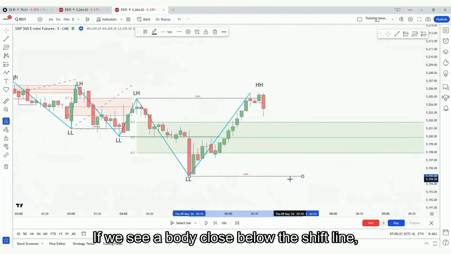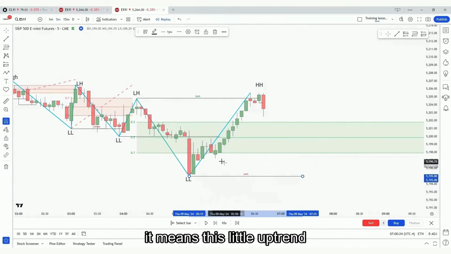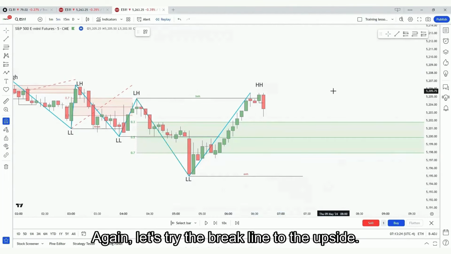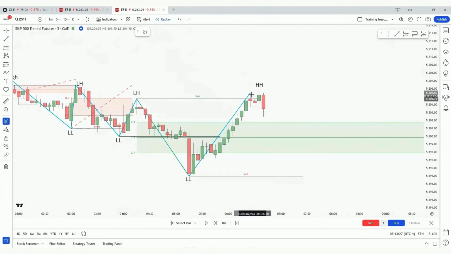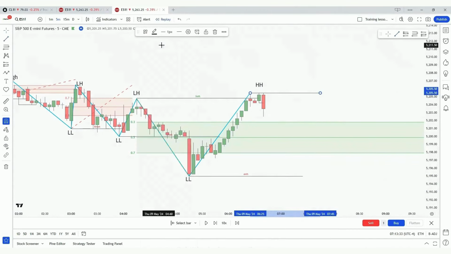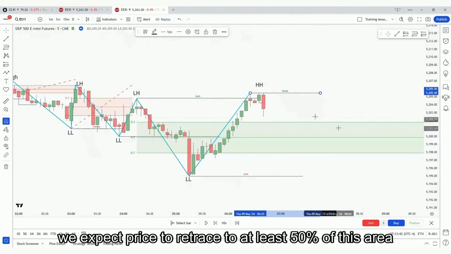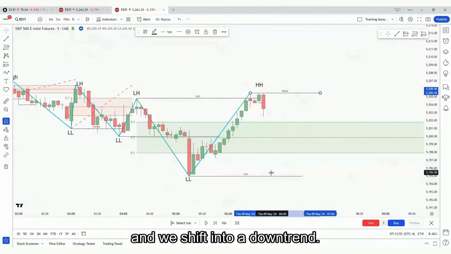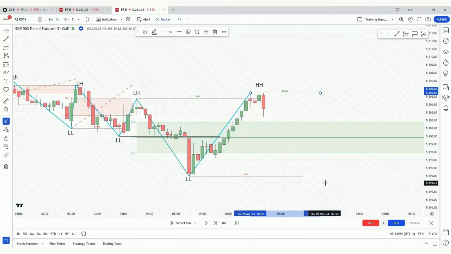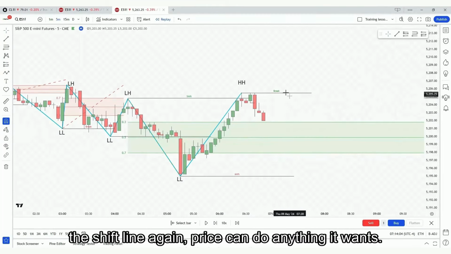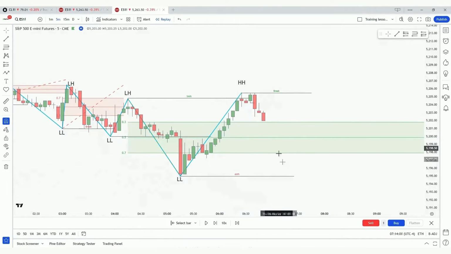If we see a body close below the shift line, it means this little uptrend is already shifting into a downtrend again. Let's draw the break line to the upside from here to there. Break upside. We expect price to retrace to at least the 50% of this area and continue the uptrend, or we close below the shift line and we shift into a downtrend. Let's wait. In between this area, in between these two lines, the break and the shift line, again, price can do anything at once.